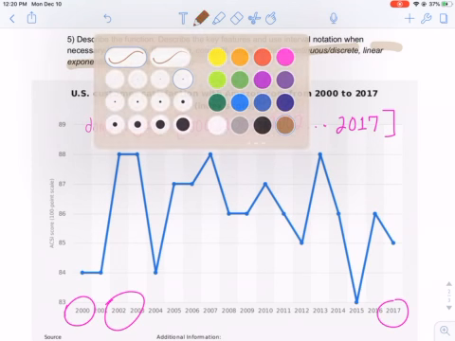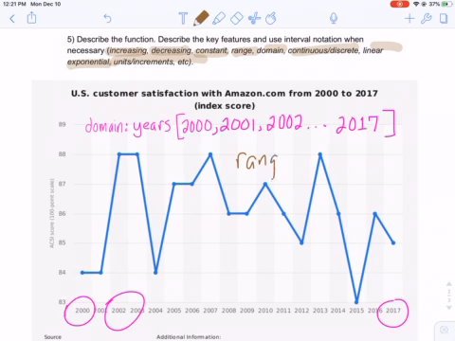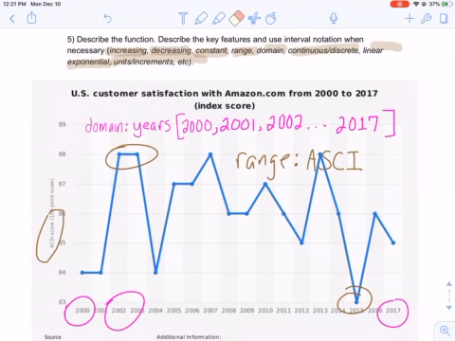Now the range. We're looking at the customer satisfaction scores. So it says the ACSI. And my values here, it looks like my lowest is 83. My highest is 88. This does not really assume that we can have only whole numbers, because they never really specifically say that. We do have only whole numbers here, but there's nothing that really specifies that. So I can be a little bit more fluid with my notation here.